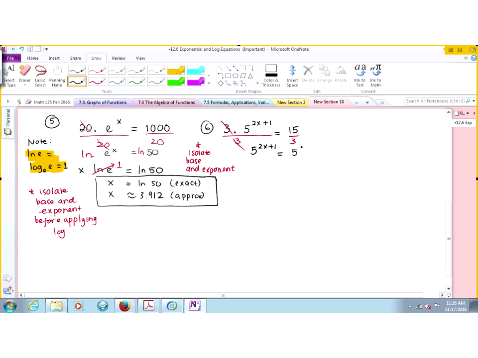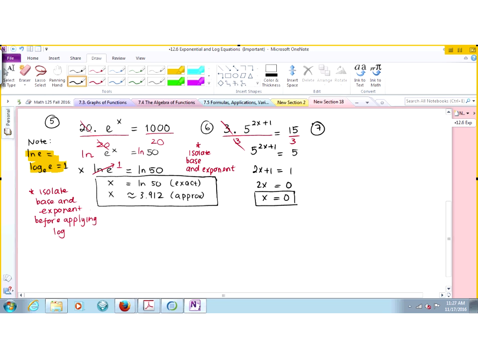Oh, actually, I don't need to apply the ln here, do I? No, because it's the same base. So 2x plus 1 is equal to 1. 2x is equal to 0. So x is equal to 0. Yes. Right, we don't have to apply log. Do we? No, we don't.